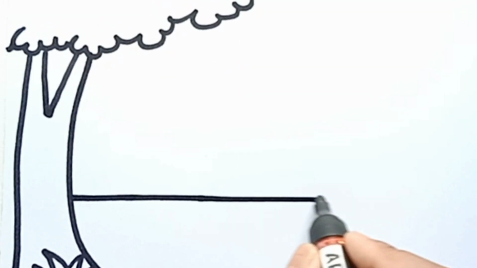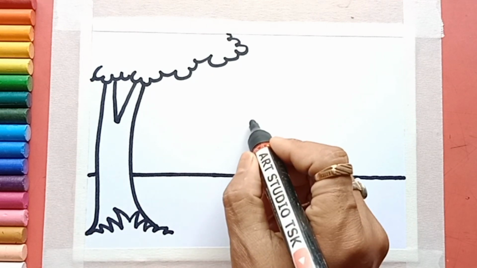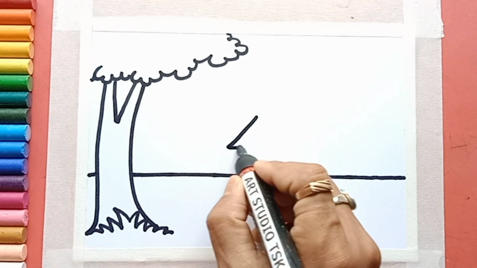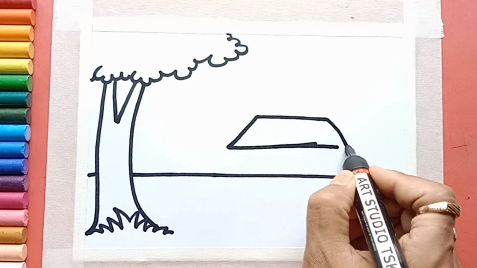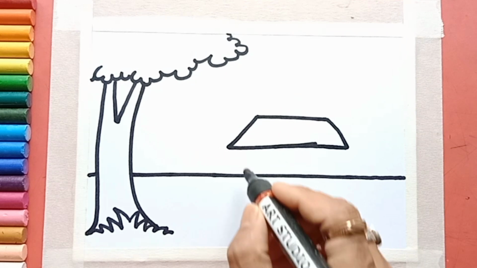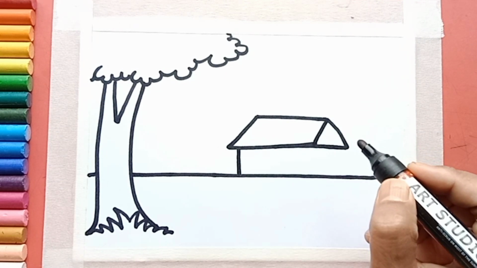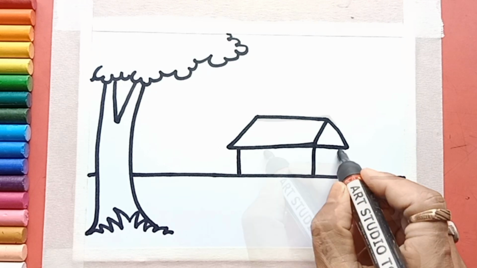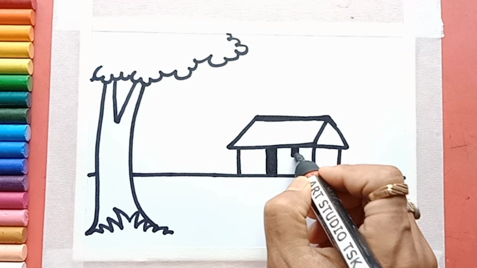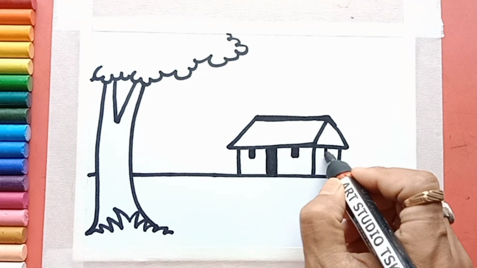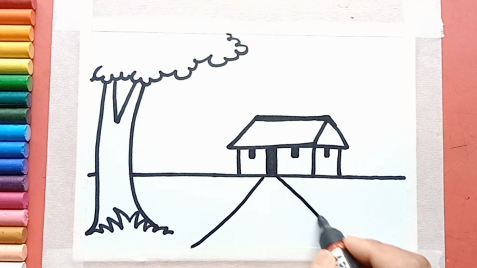From here I will draw one long sweeping line and I will draw a house here like this, and then I will join these two lines, and from here I will make it a triangle, then two more standing lines, door, windows, two slanting lines for road.